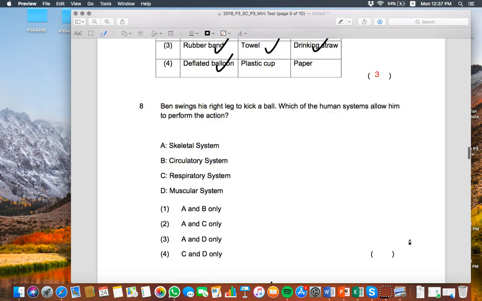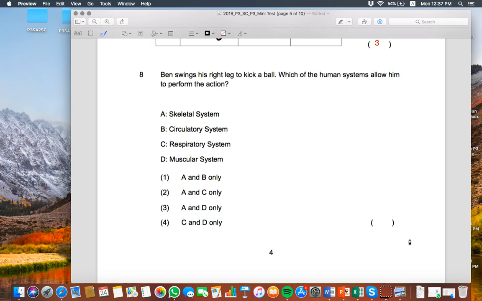Let's look at question 8. Ben swings his right leg to kick a ball. Which of the human systems allow him to perform the action? Highlight, kick a ball. When you kick a ball, you definitely have to use your muscles. And you have to bend your knee, right? So it has to be related to the bones as well. So the answer will be A and D. So the answer is 3. Okay, let's check.